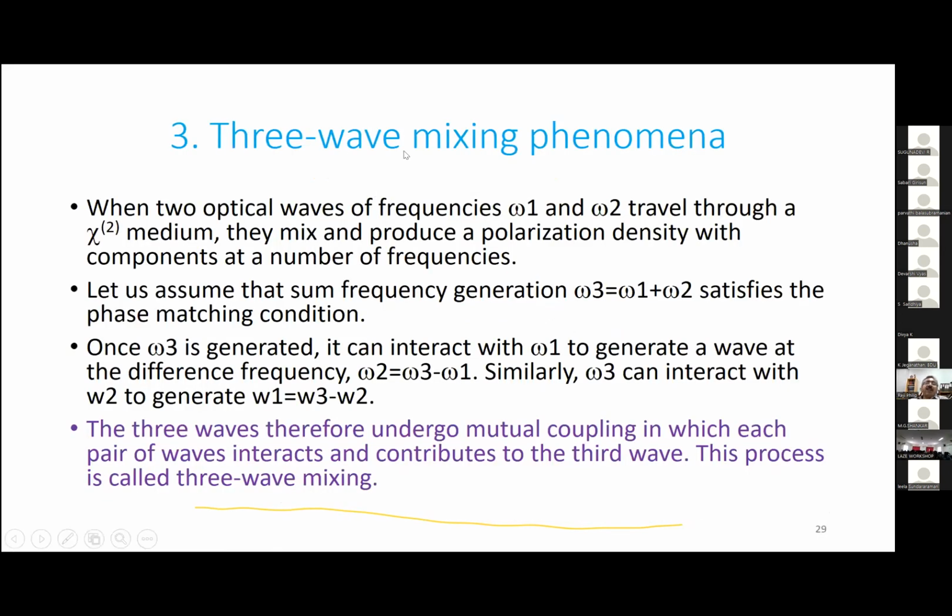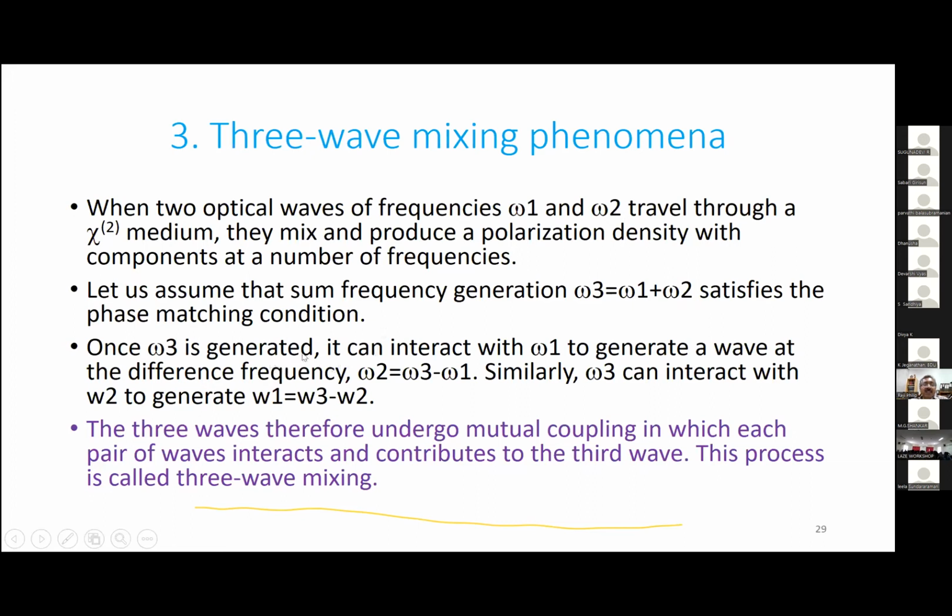Now let us look at three-wave mixing phenomena. That is also very important. All second order phenomena, including second harmonic generation, are basically three-wave mixing phenomena. So we will look at this in a little general way now. Second harmonic generation was just an example of this. When two optical waves of frequencies omega-1 and omega-2 travel through a Chi2 medium, they mix and produce a polarization density with components at a number of frequencies. So let's assume that the sum frequency generation, omega-3 equals omega-1 plus omega-2, satisfies the phase matching condition.